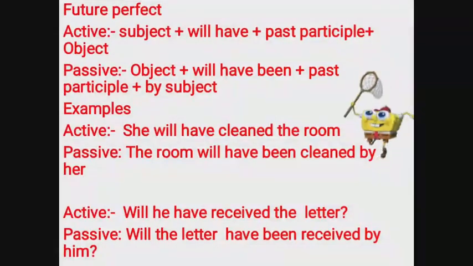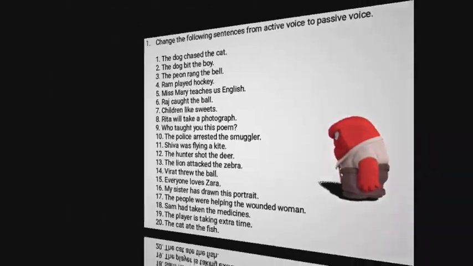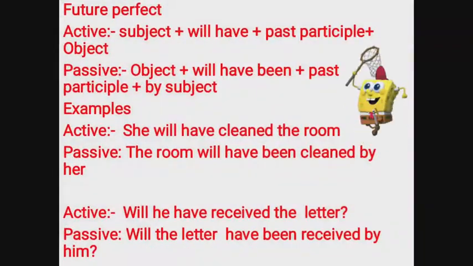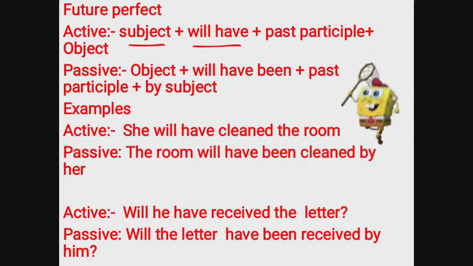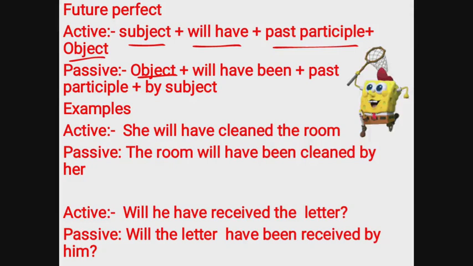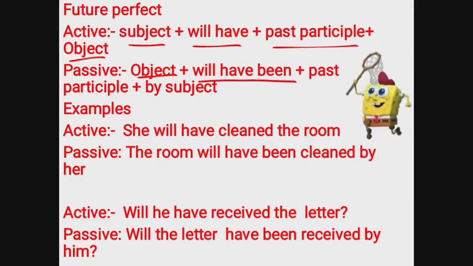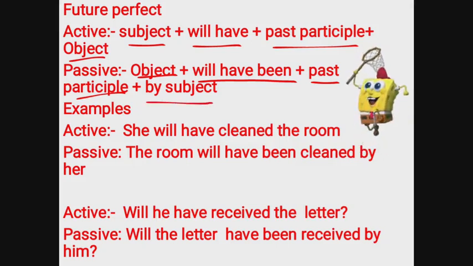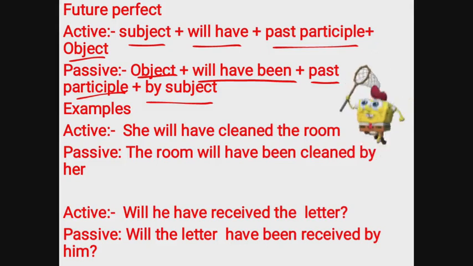Let's look at the future perfect. I believe it should be the end of this class. Future perfect: we have the subject, will have, the past participle, and the object. To change to the passive, the object becomes the subject, then will have been, the past participle, then the by plus subject. Okay, so let's look at an example.